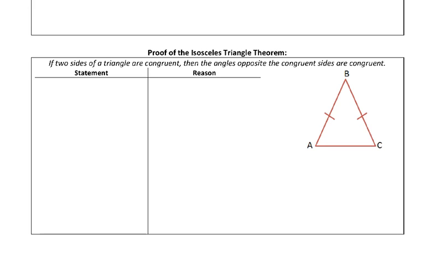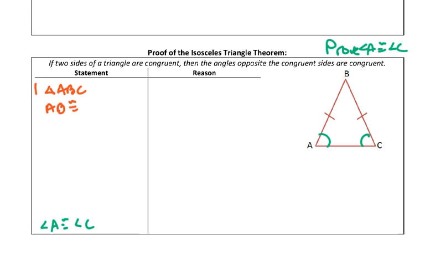Okay, so the Isosceles Triangle Theorem says, remember, that if you have an isosceles triangle, the base angles are congruent. So I'm trying to prove, so I'm just going to write prove, angle A is congruent to angle C. That's what I'm trying to prove, okay? So my last step will be angle A is congruent to angle C. I know that that's my last step. Okay, so let's start with what I'm given. I'm given triangle ABC, where AB is congruent to BC. And that's given.